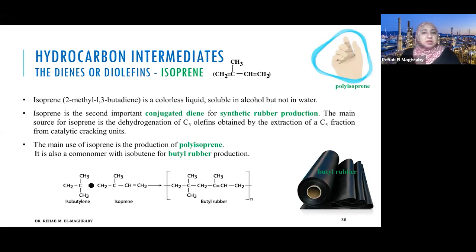One of the other important compounds is isoprene. Isoprene is also a conjugated diene. So we have double bond, single bond, double bond, separated by only one single bond. It can produce butyl rubber, which again is rubber. Rubber is a thermoset material, a plastic which does not melt. You cannot melt rubber. You will burn it. You will not melt it.